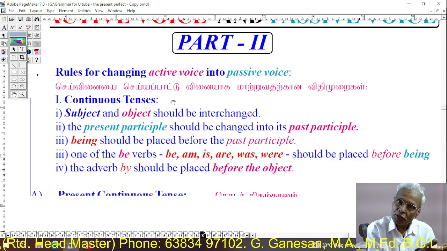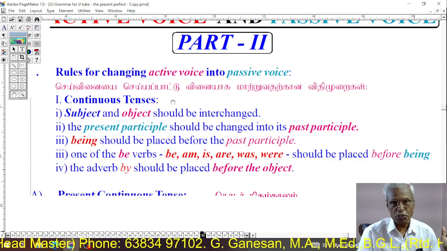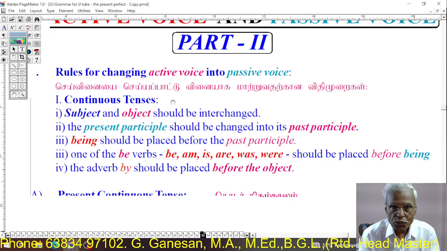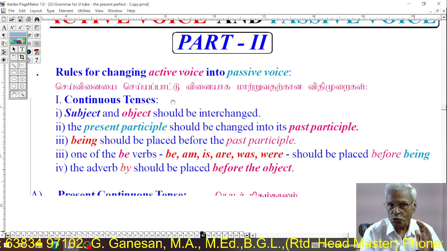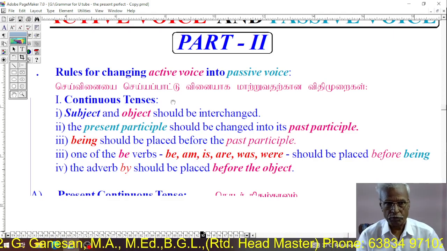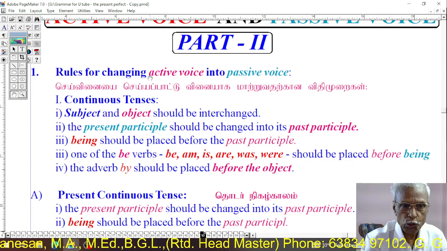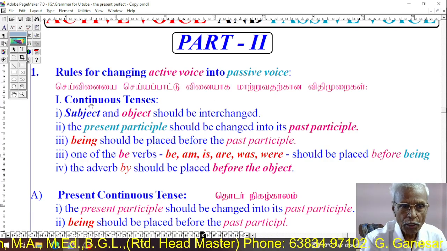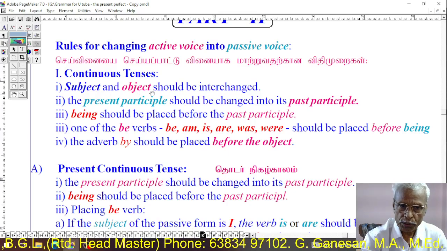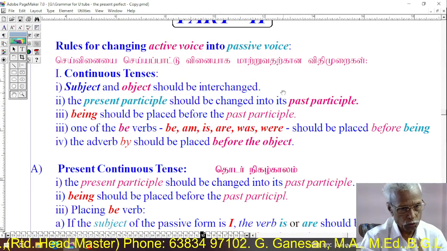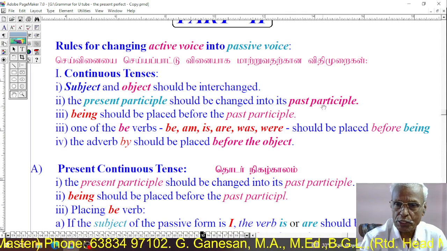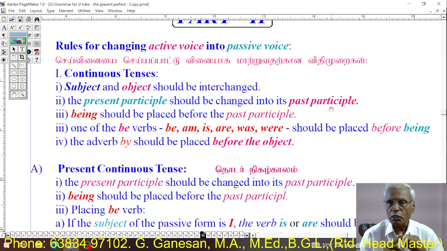That we have already seen in the previous class: how to change the simple tenses from active into passive. Here we are going to see the rules to change continuous tenses from active into passive. Rule 1. Subject and object should be interchanged. Rule 2. The present participle should be changed into its past participle.